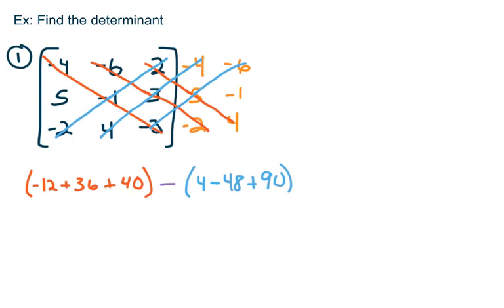When we do this, let's see, go to purple, equals -12 plus 36 plus 40. When you do that, I'm assuming you're going to do that in the calculator. I don't blame you there. That's 64. We're subtracting 4 minus 48 plus 90 is 46, and 64 minus 46 gives us 18. So the determinant of that 3x3 matrix is 18.